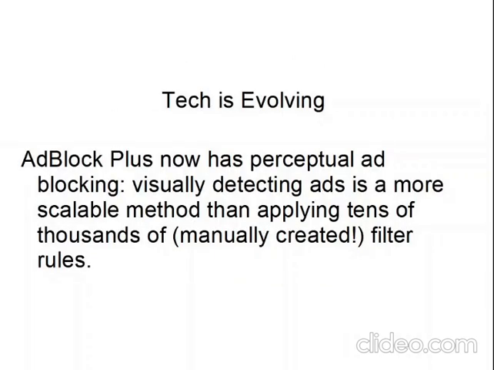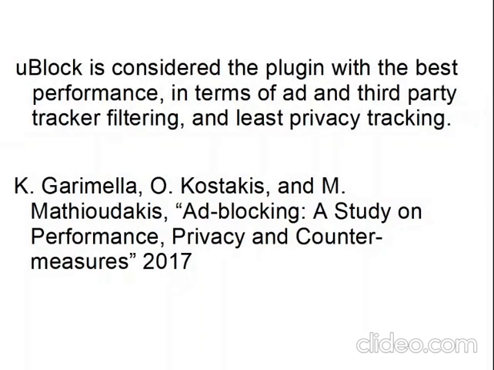So in the past, how it would work is there'd literally be lists made of content to block, which would be how the ad blocker would work. But now Adblock Plus has perceptual ad blocking, where ads are visually detected, and this is a more scalable method than applying tens of thousands of manually created filter rules. So in terms of the ad blocker market, there's some academic research which suggests that uBlock is considered the plugin with the best performance in terms of ad and third-party tracker filtering and the least privacy tracking.